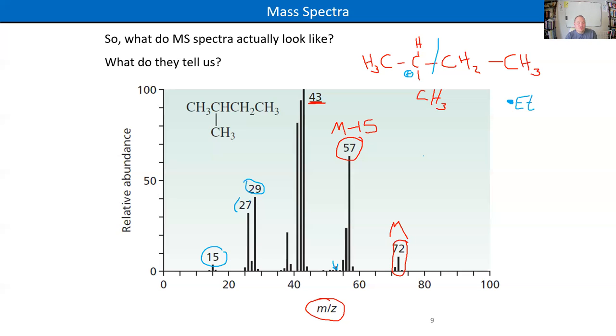And so that's why you tend to get a lot of false positives, because there's a lot of fragments that will give off the same masses, especially when you start looking at aromatic compounds, because a benzene ring or a toluene plus a nitro group could be a lot of different things.